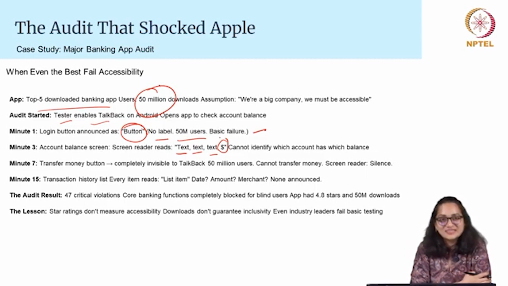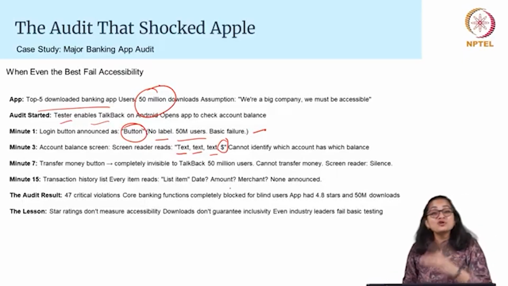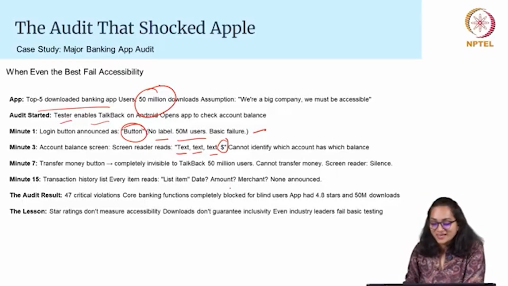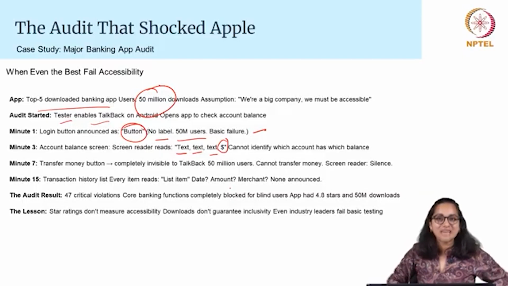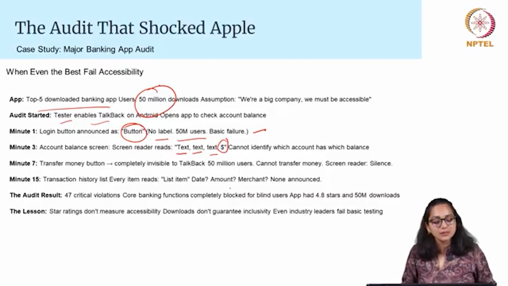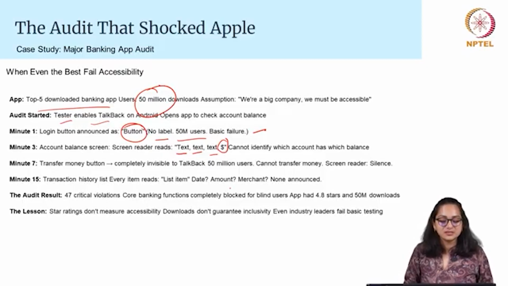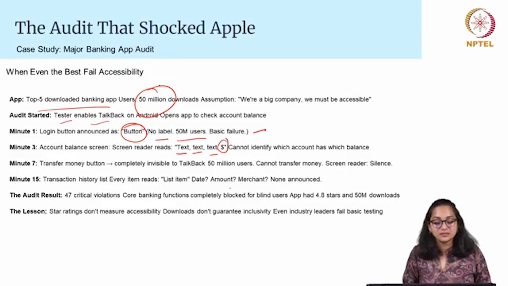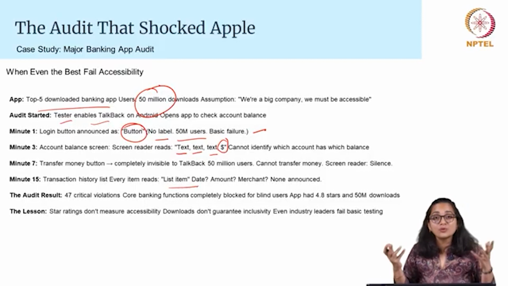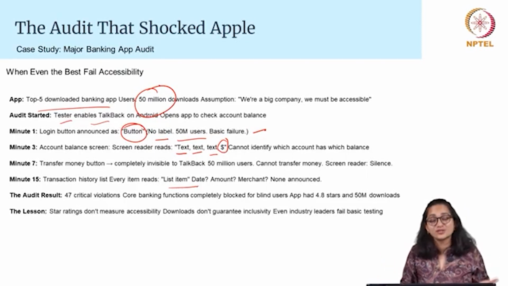In the 7th minute, it was almost embarrassing. The transfer money button was completely invisible to TalkBack. 50 million users cannot transfer money, and the screen reader is silent about it. By the 15th minute, in the transaction history list, every item reads "list item." No date, no amount, no merchant. So how do you understand the meaning of transaction history?